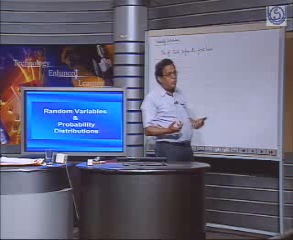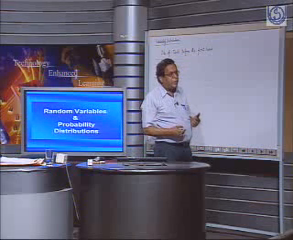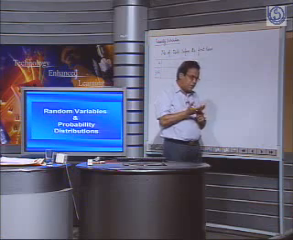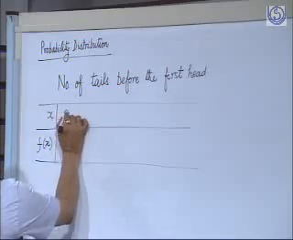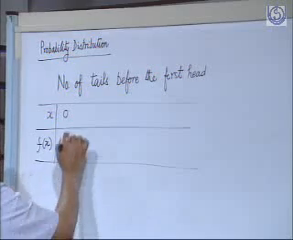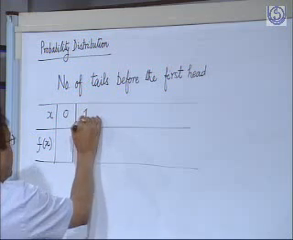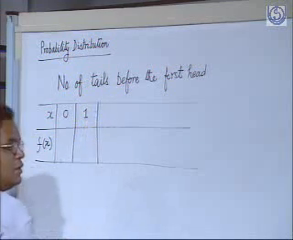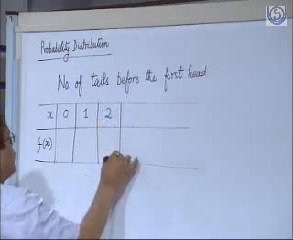See, you toss the first coin. You never know whether it would be a head or tail. Now, suppose it's a head, the number of tails before the first head is 0. So head may appear in the first trial. If head appears in the first trial, then the value of x is 0. If head appears in the second trial, the number of tails is 1. If head appears in the third trial, then it is 2, like that.